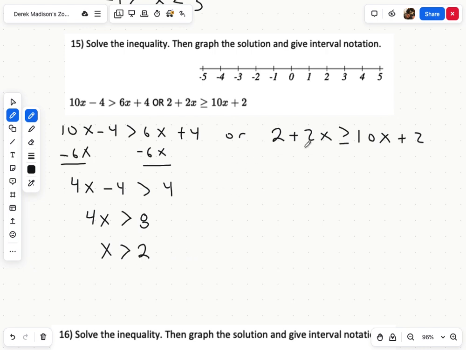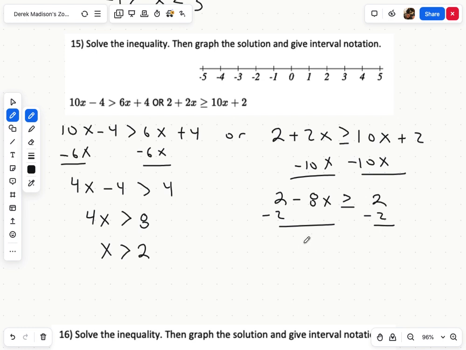And then the other choice over here is, let's bring the 10x over. So that would give me 2 and then minus 8x. So there's that negative that we're going to have to be careful and get that flipped. Greater than or equal to, that's gone. So that would be 2. Okay, so subtracting 2 on both sides. That gives me -8x is greater than or equal to 0.